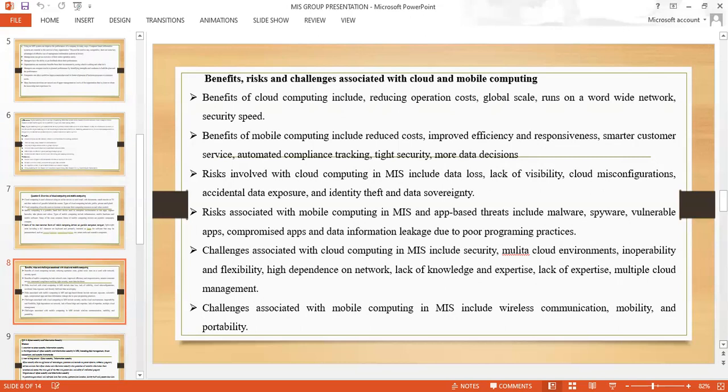It runs on a worldwide network. So you can be in China and you're able to share some information with someone in Uganda. It has security and speed.